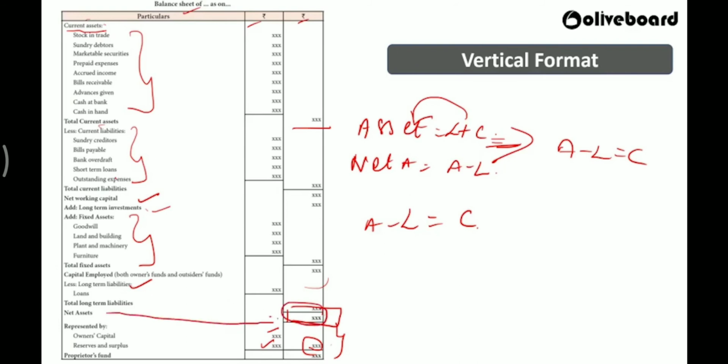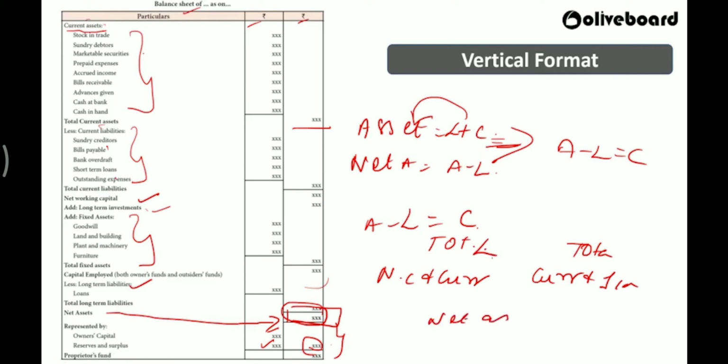Correct? Here is my net asset. See here. How did I get net asset? Current asset minus current liability. To that, I added all my fixed assets minus long-term liabilities, non-current liabilities. There are two types of liabilities, no? Non-current and current. The same way, current assets and fixed assets. So at last, what I'm doing? Total assets, total liabilities, and I'm subtracting liabilities from assets. I got net assets. Net assets should match with what? Owner's equity. Capital is nothing but owner's equity. See here, owner's capital and reserves and surplus. If I add, it will come to proprietor's fund, and it will match.